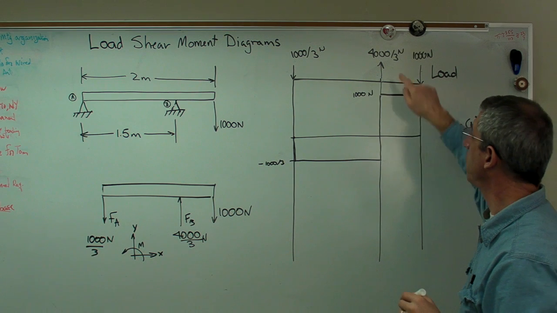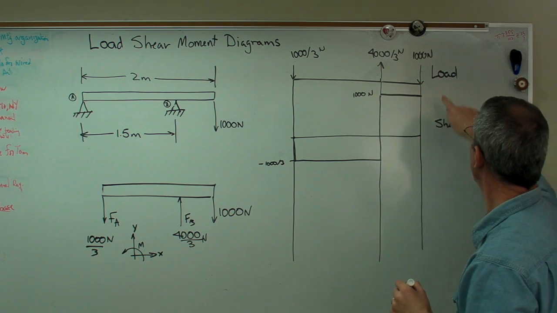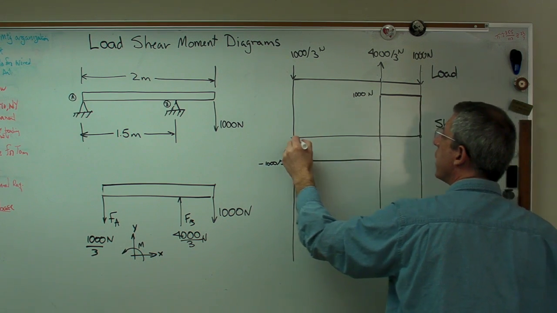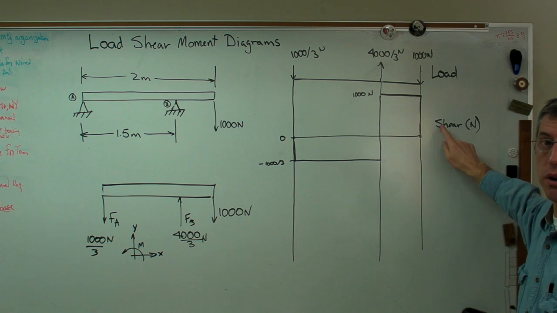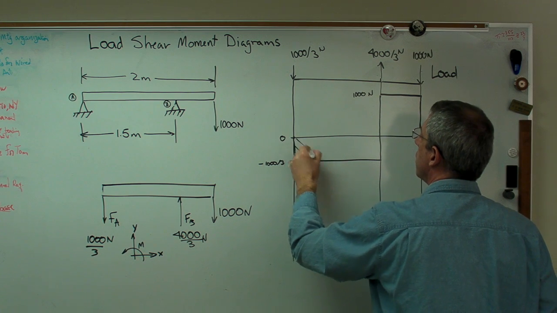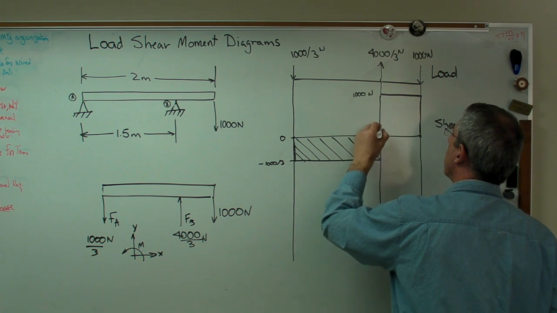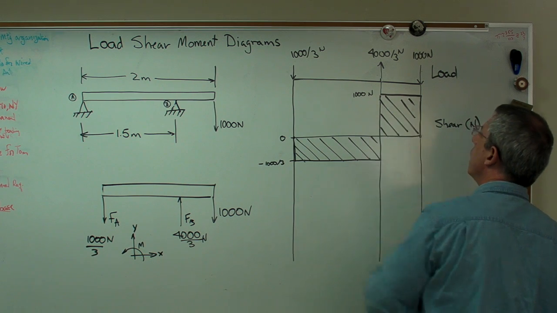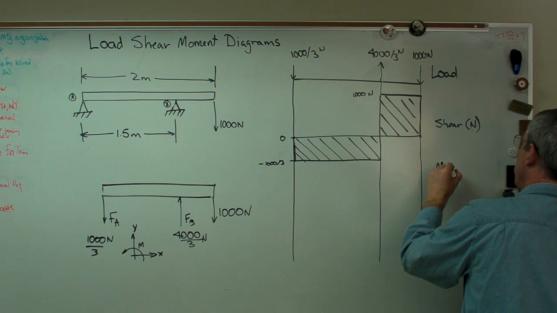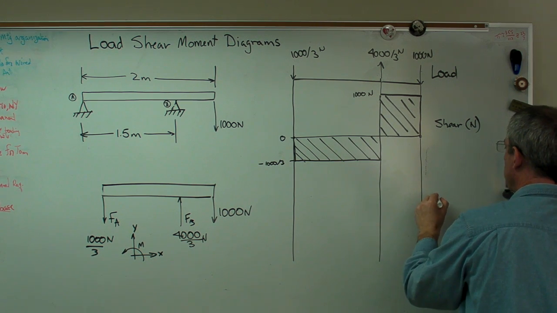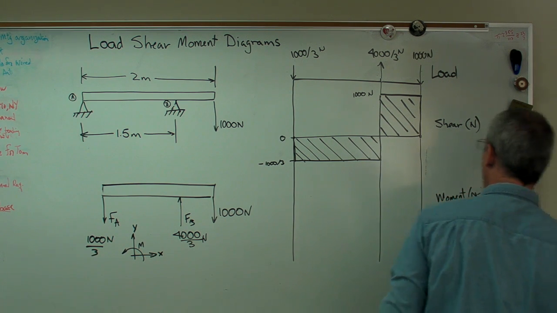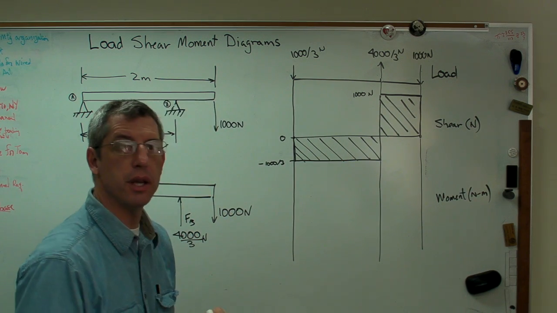Minus 1,000 over 3 plus 4,000 over 3 gives me 1,000 newtons. And I'm going to go back down another 1,000 newtons. So that's going to wind up right at the 0 axis again. This needs to wind up at 0. If it doesn't end at 0, something's wrong. So let me just cross-hatch this so we can see what we're doing. There we go. There's the shear portion of the diagram. Last part now. Let me actually write that a little lower. Moment in Newton meters. Let me get out of your way here so you can see that.